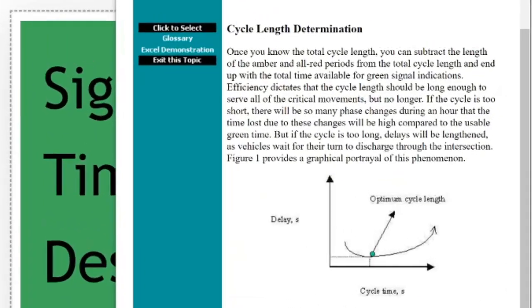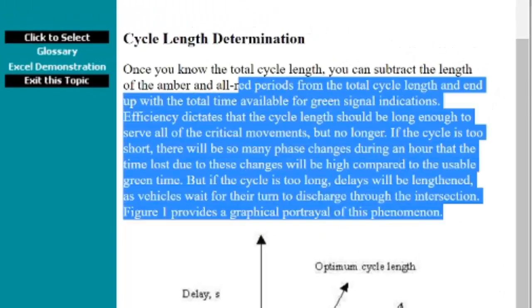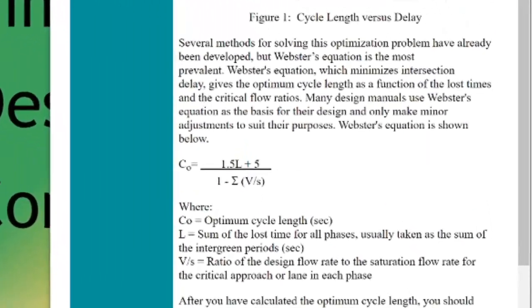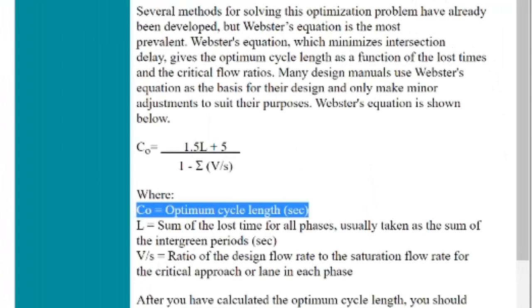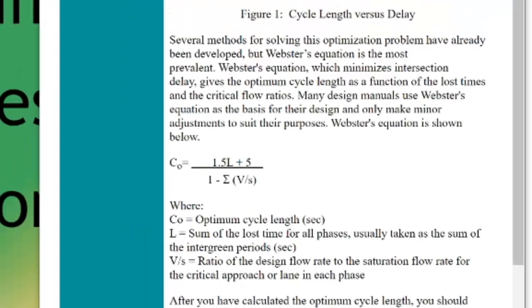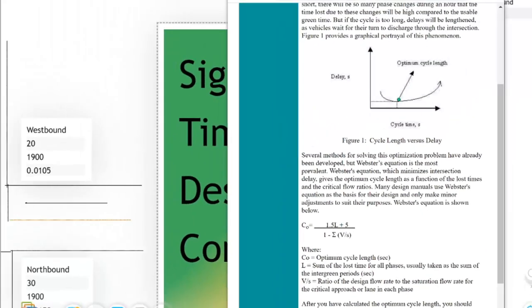And it is explained pretty nicely on this website that to find the optimal cycle length, C0, you have to find the sum of lost time for all phases. That basically means all the yellows and all reds that are given to each of the directions. So you have the green, yellow, and red, and yellow and red are basically lost time periods, which prevent traffic from going through.